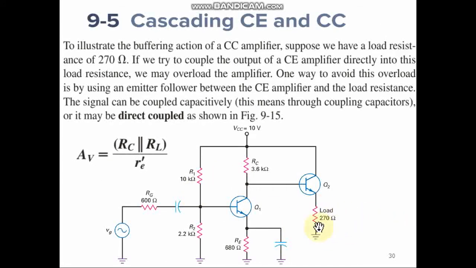So what they are saying is that if we connect this RL directly here, then this amplifier sees RL as 270 ohm, and it will overload the CE amplifier. Instead of that, now it will see the input impedance of the second amplifier as a load for the first amplifier, and that is now 270 into beta, that is 27k. So 27k is the resistance available here, so that will not overload the amplifier.